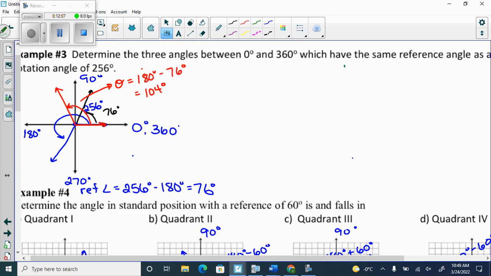Then I need 76 here, which is close to the y-axis. But it's here, it's where I'm starting, and it goes around. How do I get it in the fourth quadrant? Yeah, 360 minus 76. And I get 284.